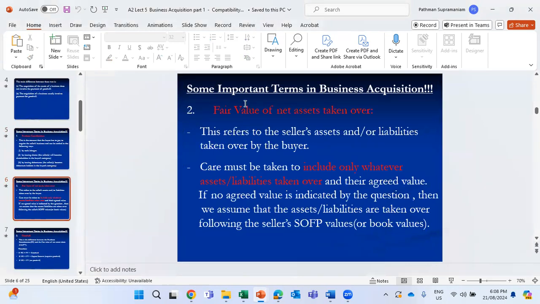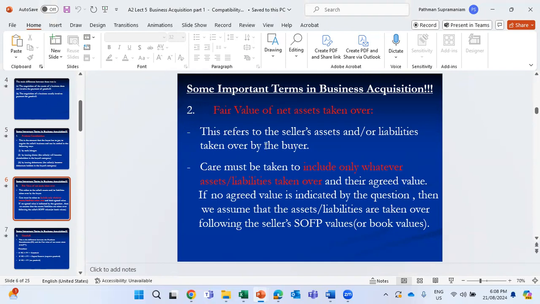Okay, and then another term we have to know is the fair value of net assets taken over. When the buyer buys over the seller's business, the question has to tell you which elements of the seller's business the buyer is buying over. When I say elements, I'm talking about the assets or the liabilities of the seller. The seller will have their non-current assets, their current assets, and their trade payables. So the question will tell you which is taken over and at what value. Okay, two things: what are the net assets taken over, and what is the value?